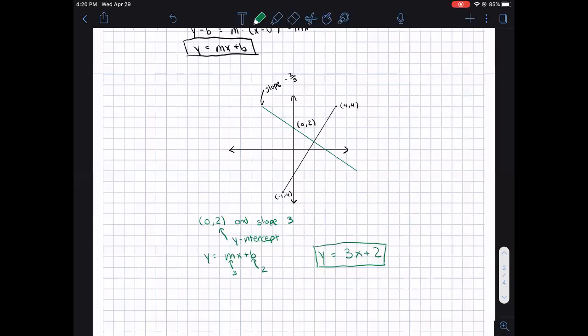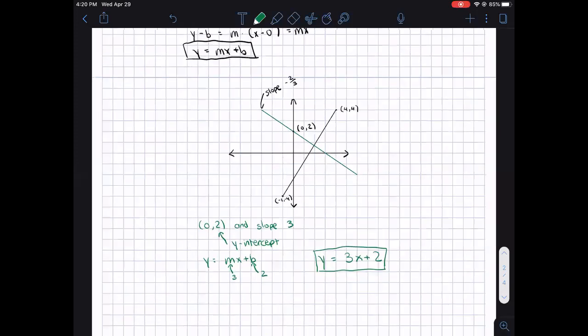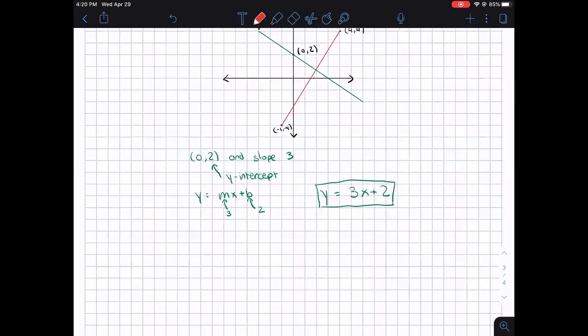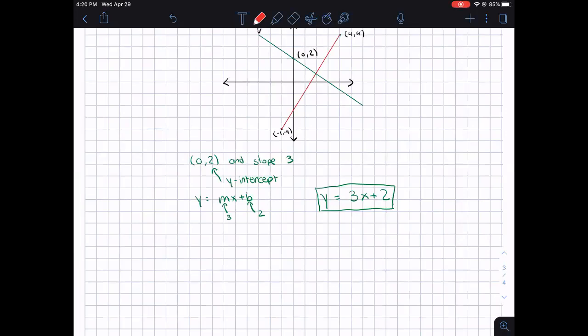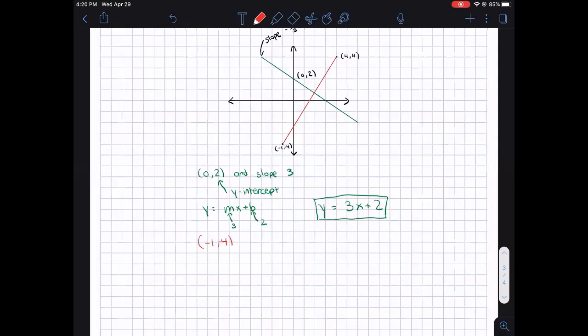Okay, so the second line is this one. Wait, that's not spam. Spam is bad. Okay, so the second line passes through (-1, 4), or (-1, -4), and (4, 4).